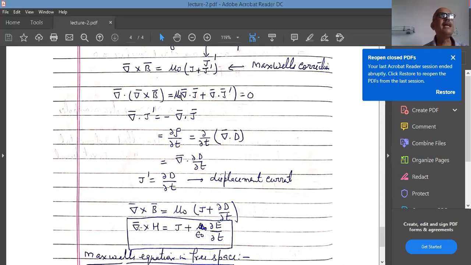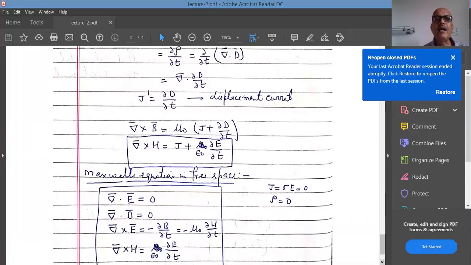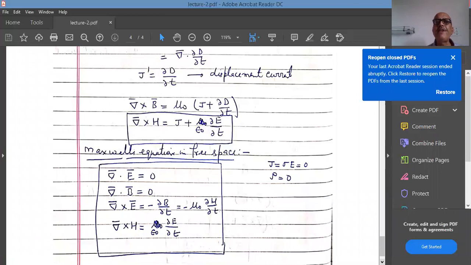The first one is divergence of D is equal to rho. The second is divergence of B is equal to 0. The third is curl of E is equal to minus del B over del T. And the fourth is curl of H is equal to J plus epsilon 0 del E over del T. J here is sigma E, sigma is the conductivity. So you all have to derive these four Maxwell equations and understand the role of Maxwell in modifying the fourth equation.